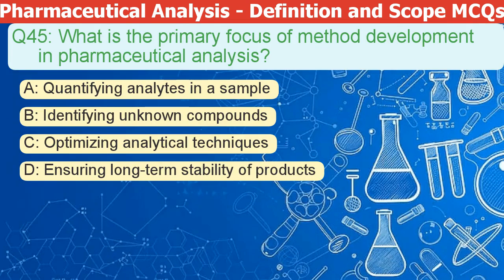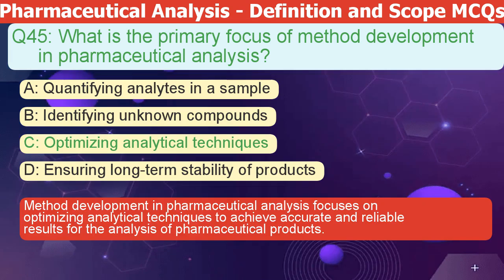What is the primary focus of method development in pharmaceutical analysis? A. Quantifying analytes in a sample. B. Identifying unknown compounds. C. Optimizing analytical techniques. D. Ensuring long-term stability of products. The correct answer is C. Method development in pharmaceutical analysis focuses on optimizing analytical techniques to achieve accurate and reliable results for the analysis of pharmaceutical products.